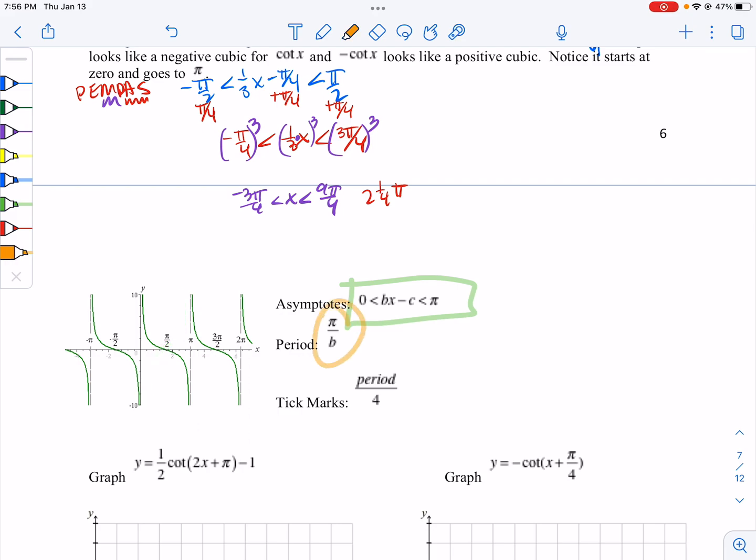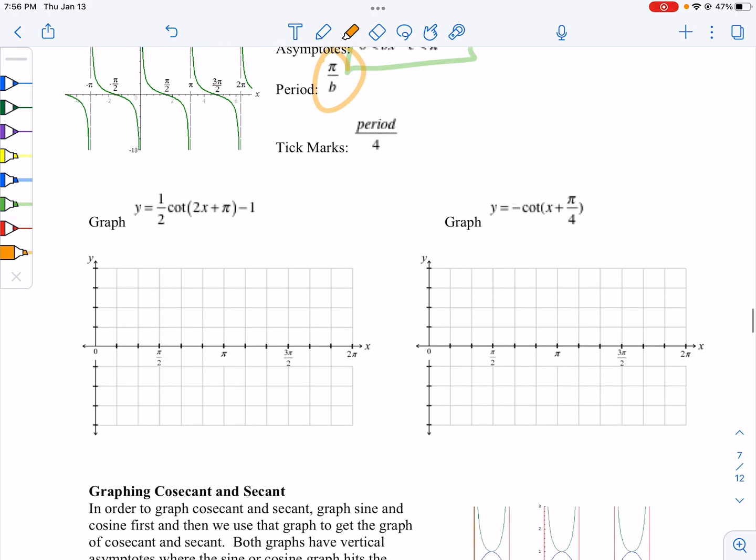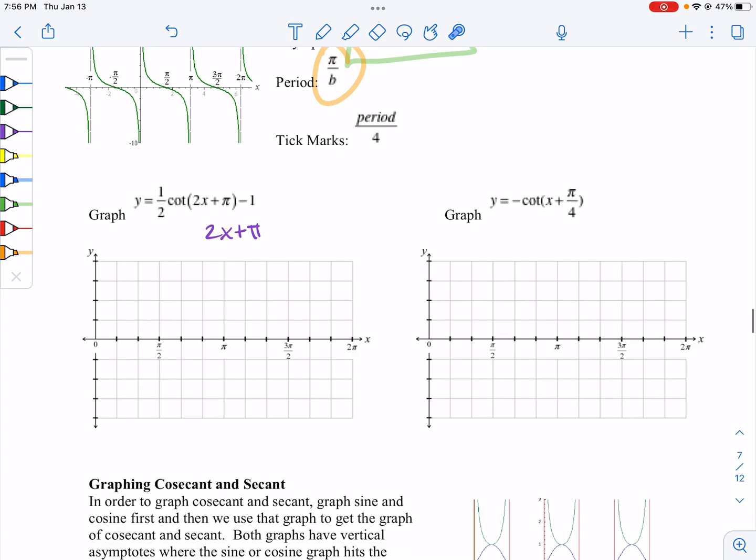Notice that the period is still pi divided by b. So here I can take the 2x plus pi. It starts at 0, so instead of straddling the y-axis, you start at 0 and go to pi. That's another difference with cotangent. So I'm going to set this in between 0 and pi. I'm using my order of operations going backwards, so I need to get rid of add and subtract first. So I'm going to subtract the pi off.